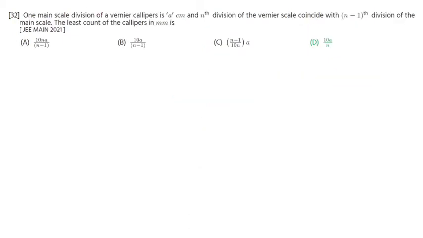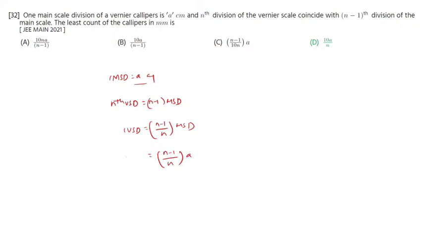See the next question. One main scale division of a vernier calipers is A centimeter, and the nth vernier scale division is equal to n minus 1 main scale divisions. So one vernier scale division is equal to n minus 1 divided by n main scale division. That is n minus 1 divided by n into 1 MSD value, which is A. So that is 1 VSD.